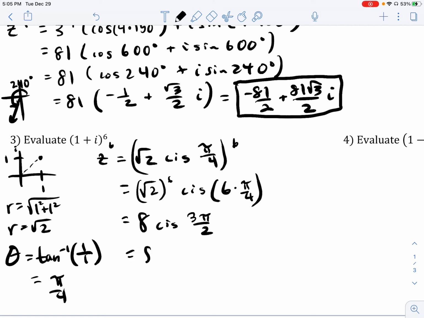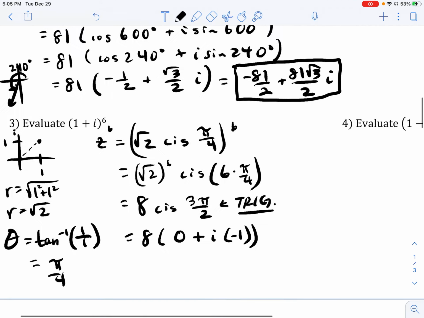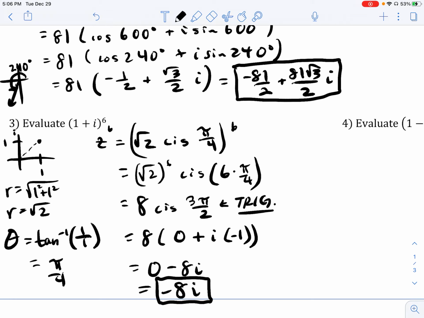So if we evaluate here, we have 8 times the cosine of 3 pi over 2, which is just 0, plus I times the sine of 3 pi over 2, which is negative 1. So this was our trig form. And if we finish evaluating this, this would be 0 minus 8i, or just negative 8i. There's our answer now in standard form.